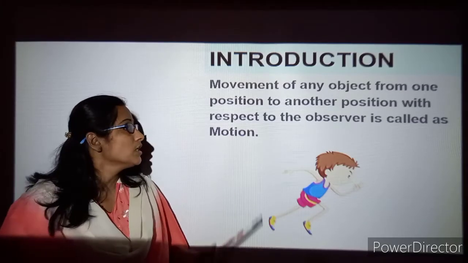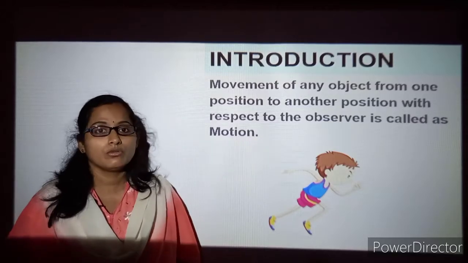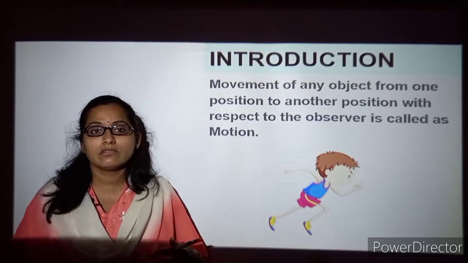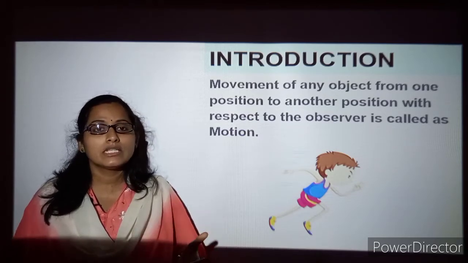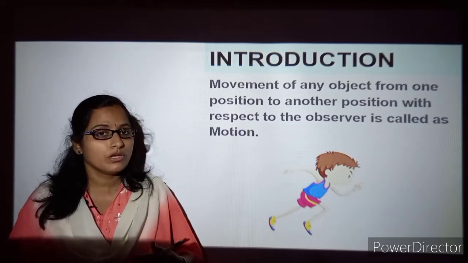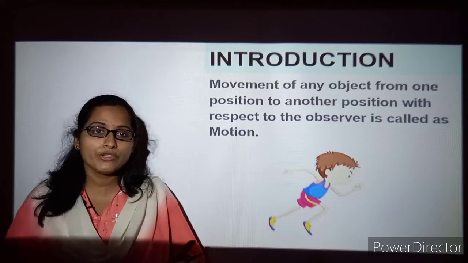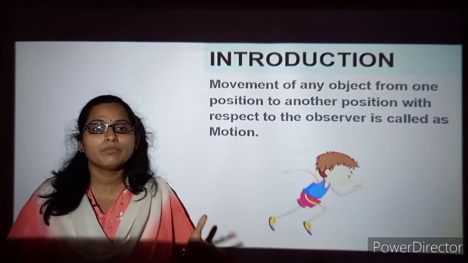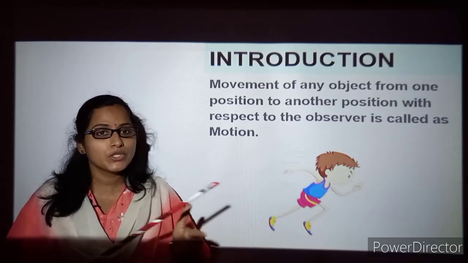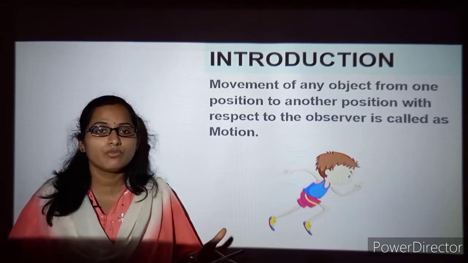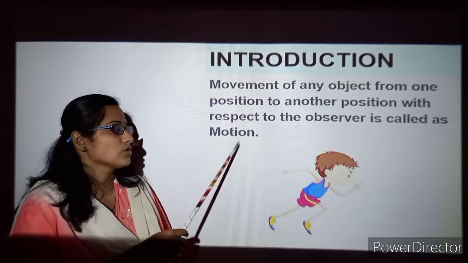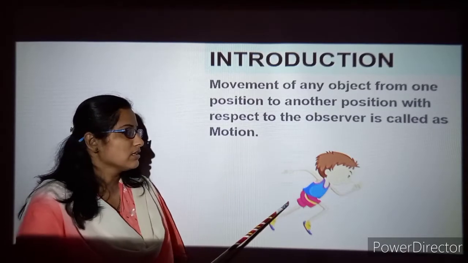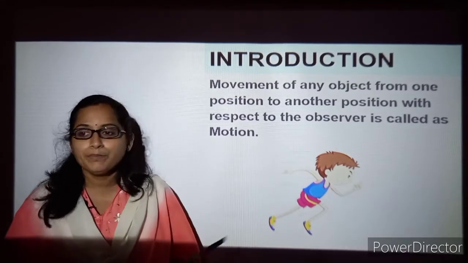So with respect to the observer, as I told, taking an example as we are the observer, as we see somebody else moving, we are the observer. As per our point of view, we can see a person moving from one place to another, or there is a change in position from one position to another. It is known as motion. So you can see here a little boy is running here.